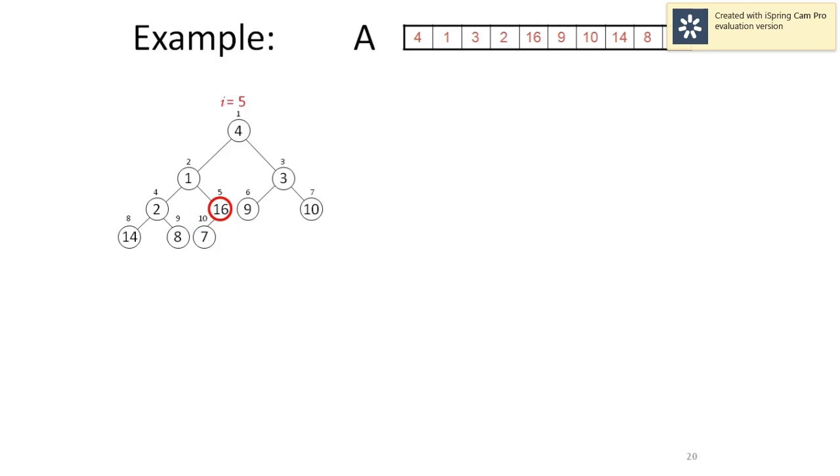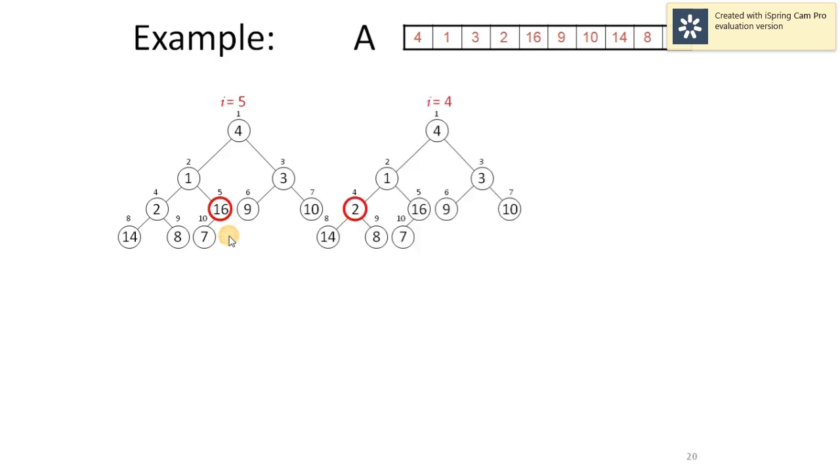So max heapify will check 16. It has only a single child, 7. 16 is greater than 7, so do nothing. Reduce the value of i by 1. We have reached index position 2.